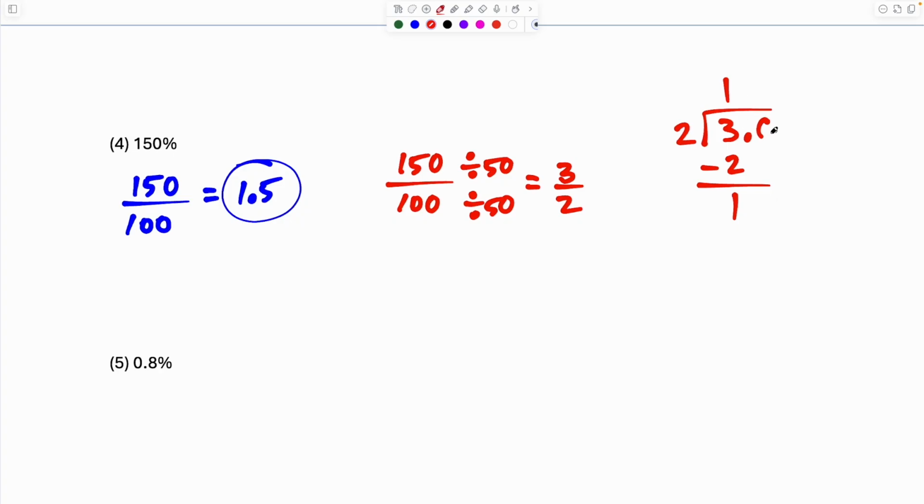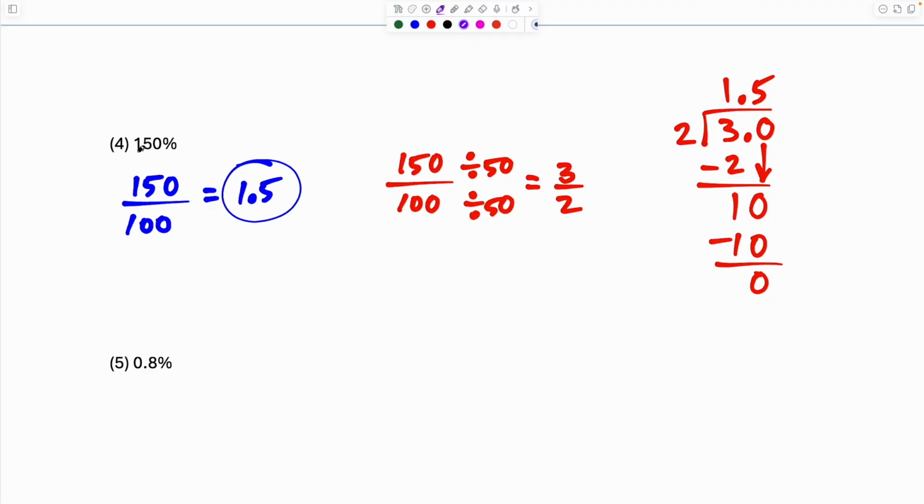I could put a 0.0 here, and then put a decimal up here, and then bring down this extra 0, and say 10 divided by 2 is 5. 5 times 2 is 10. And I get no remainder, so this divides, and I could stop here at 1.5. So that's another way to see this.